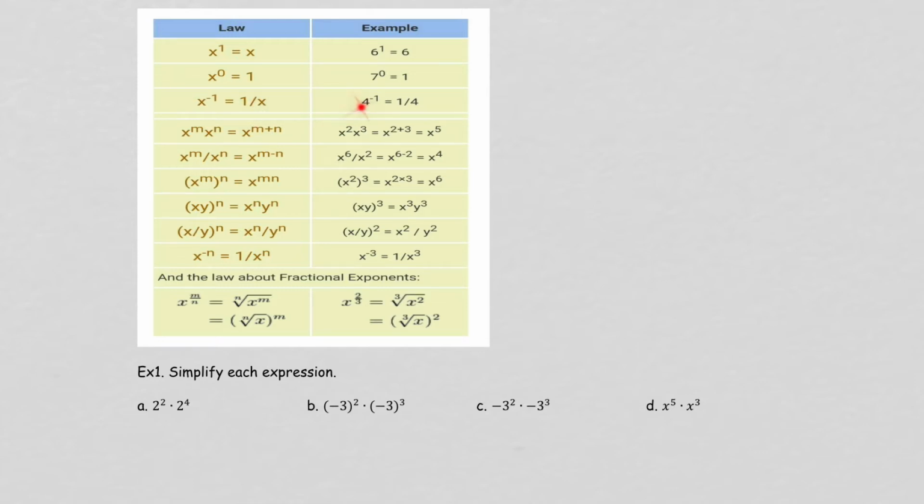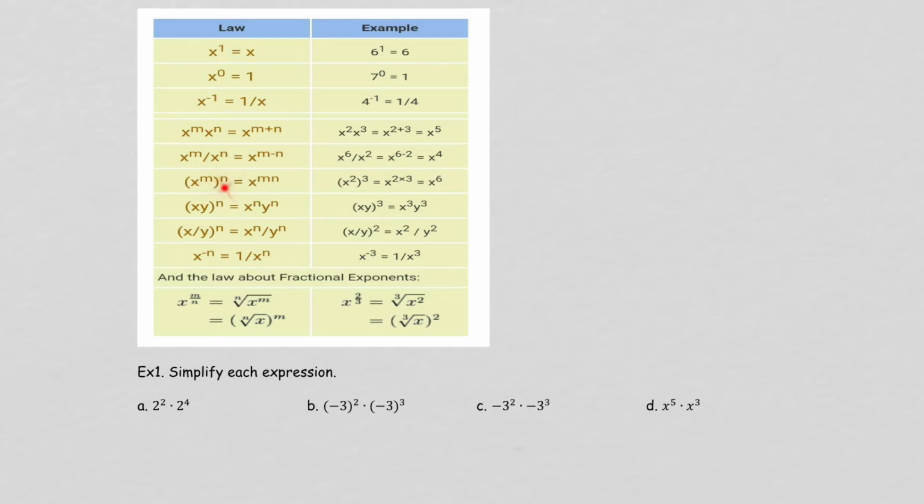So for example, if you had 4 to the negative first exponent, getting rid of the negative, you will flip the base. So instead of 4, which is in the numerator, it will become 1 over 4. 4 becomes the denominator. If we have same base multiplication with different exponents, that will be the same as adding the exponents. When you're dividing the same base with different exponents, you can combine the exponents by subtracting.